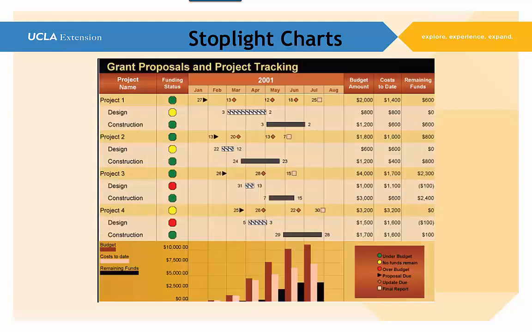Here is another one, a little bit more complex. In this one we not only have a stoplight chart, but also some milestones listed on the schedule by month. And then on the right side, we have listed cost information, budget amounts, cost to date, remaining funds. At the bottom, we have a column chart showing cost as it is incurred on a cumulative basis across the various months of the project.